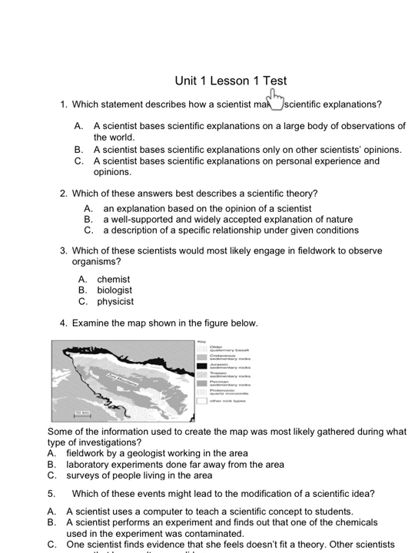Unit 1, Lesson 1 test. Number 1. Which statement describes how a scientist makes scientific explanations? A. A scientist bases scientific explanations on a large body of observations of the world.